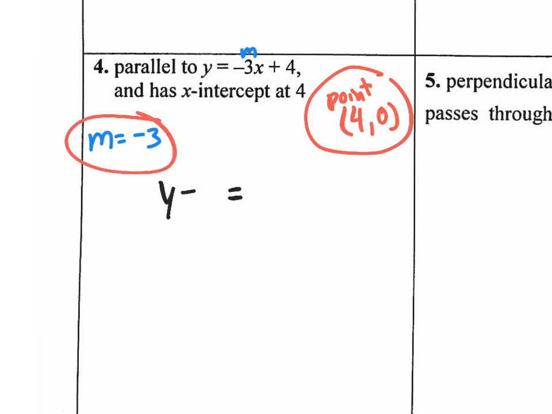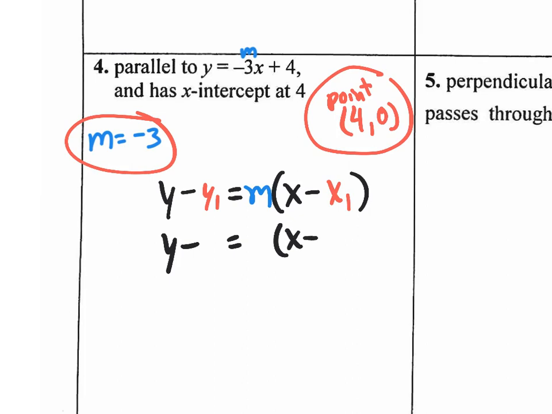Y minus y1 equals m parenthesis x minus x1. Let me repeat that. Y minus y1 equals m parenthesis x minus x1. And when you use this, I recommend that you leave it with blank spots, right? Y minus y1, leave it blank, equals m, leave it blank, x minus x1, leave it blank. And plug in your values. Your y1 value is the y value of your coordinate, which is 0. So 0 goes right here. The m value is the slope. Negative 3, same slope as the other line because they're parallel. And x1 is the x value of your coordinate, which is 4.